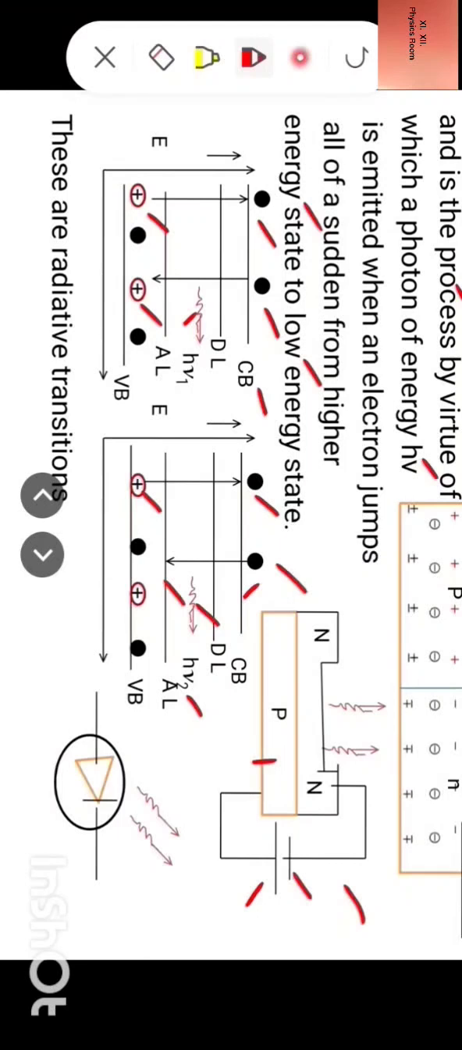All of a sudden it happens. An electron falls back to the valence band. So all of a sudden the electron which is in the conduction band falls to the valence band and emits a photon of energy. This process is known as spontaneous emission. All of a sudden means spontaneous. Such types of transitions are called radiative transitions. In this diagram, AL means acceptor level, DL means donor level.